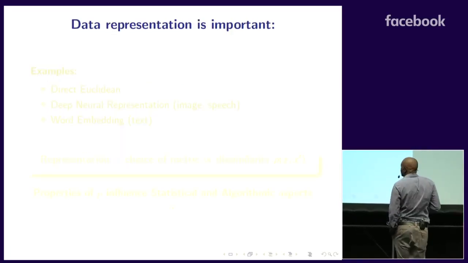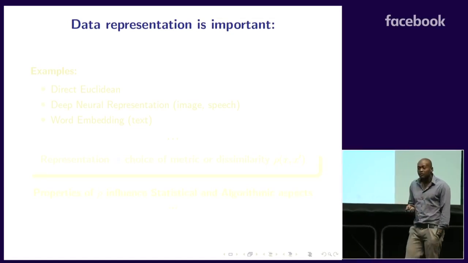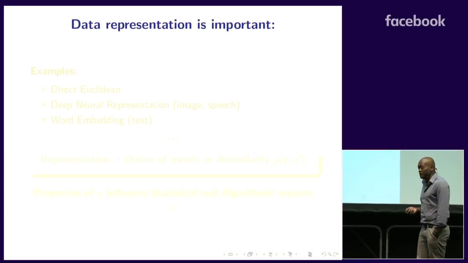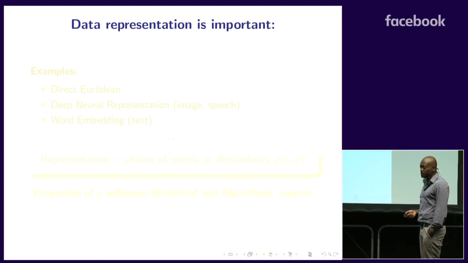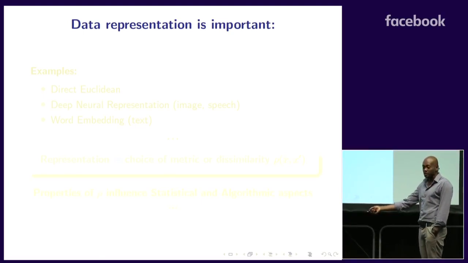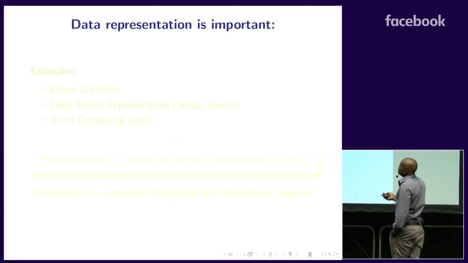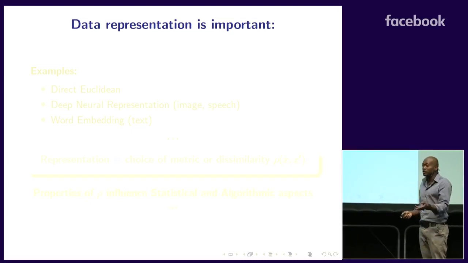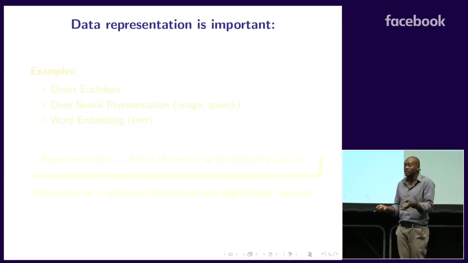The first intuition that comes out of this type of work is that data representation is very important. If you want to understand the statistical issues, it has to do with how you represent the data first before you do nearest neighbor procedures. And if you want to understand even the algorithmic issues, it has to do also with how you represent the data.